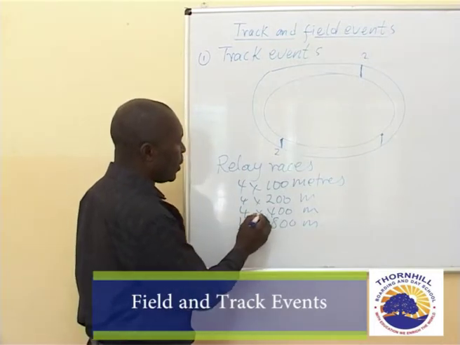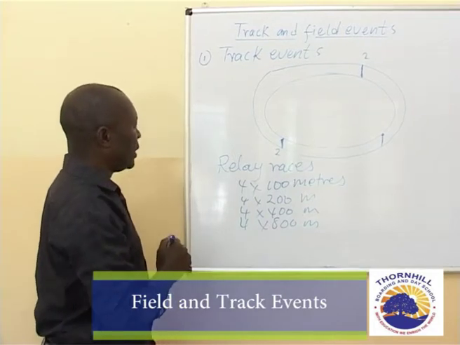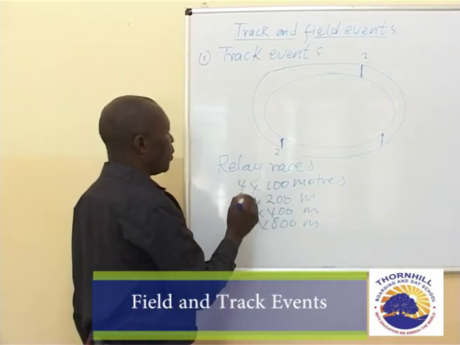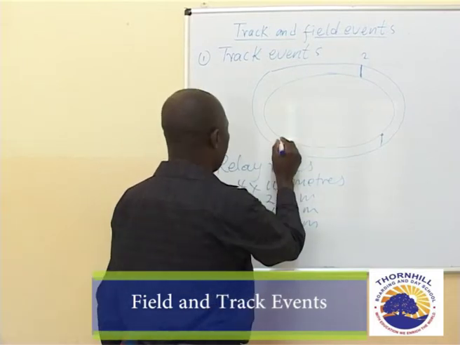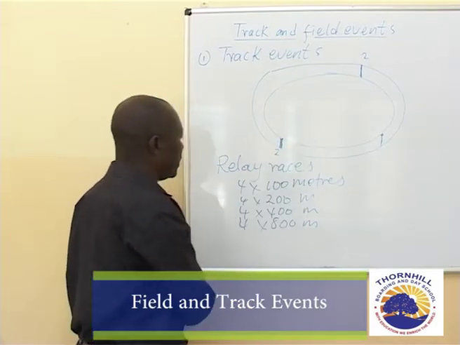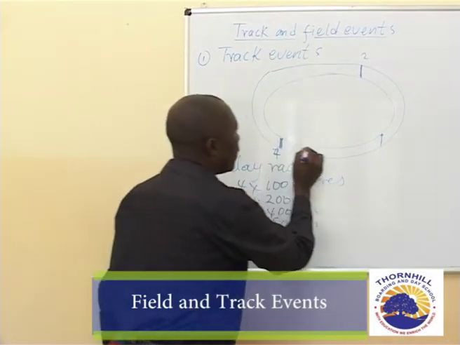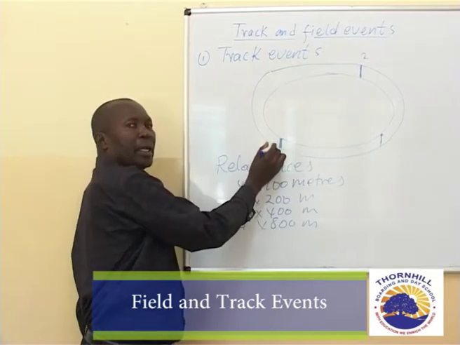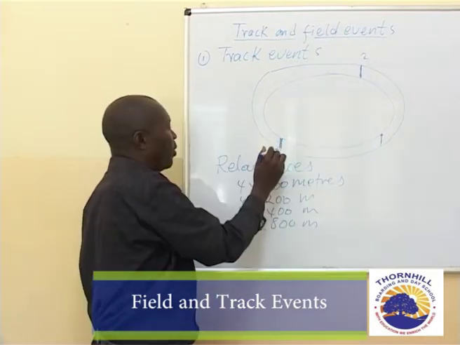Then we have the 4 by 400 meters that is going around, 1 round. So this one involves 4 runners. They start from the starting point. Maybe it's here, let's make this our starting point. So the 4 of them will be here. The first one will run, go round, back to the same position, and they give the second one, up to the 4th one.